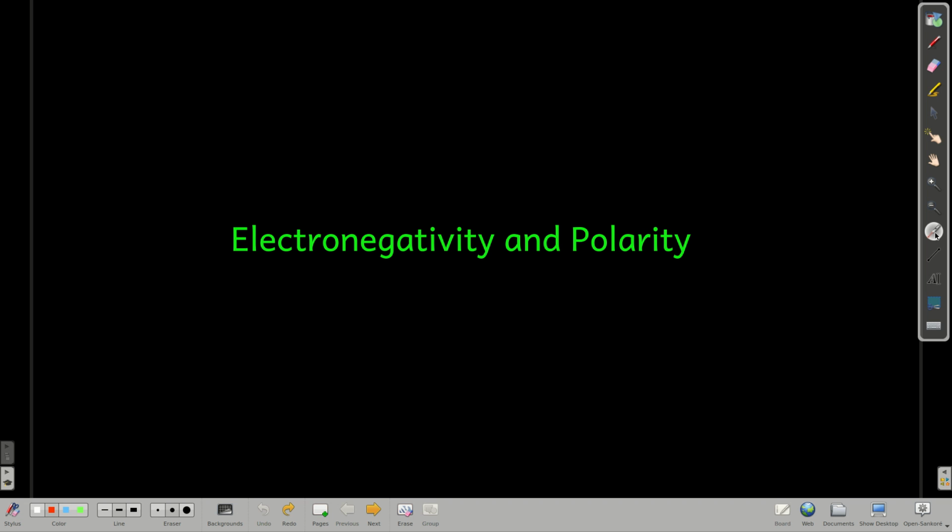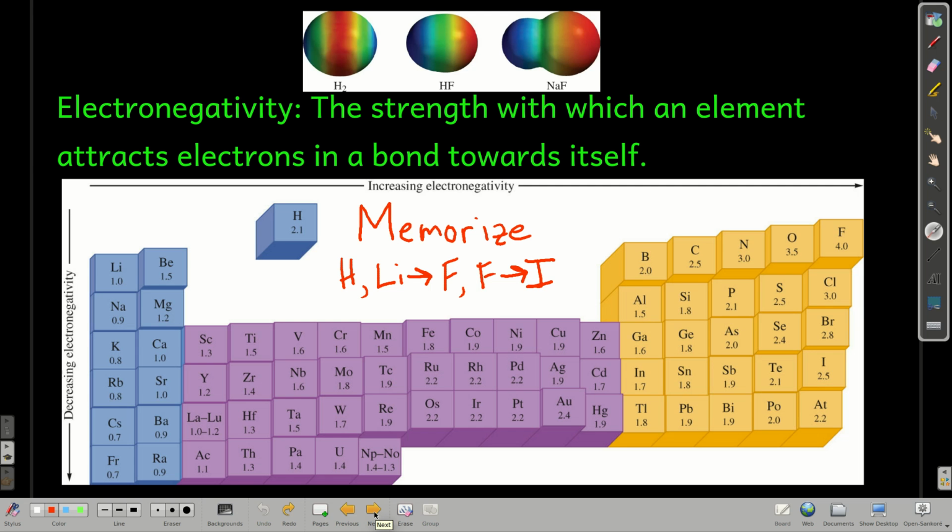In this module, we're going to talk about what's called electronegativity and the polarity of a bond connecting two atoms together. All right, so first of all, a definition. What's electronegativity? This is how I think about it. It's the strength with which an element attracts electrons in a bond to another atom towards itself.